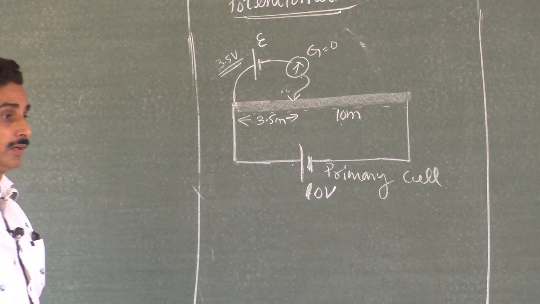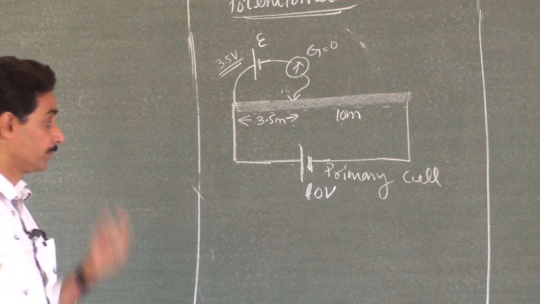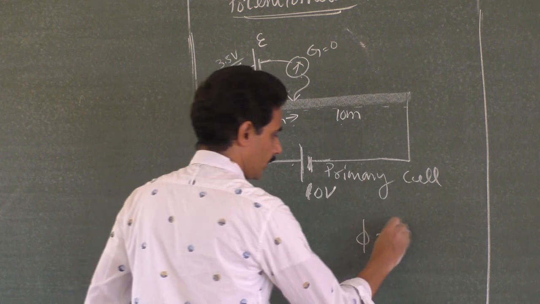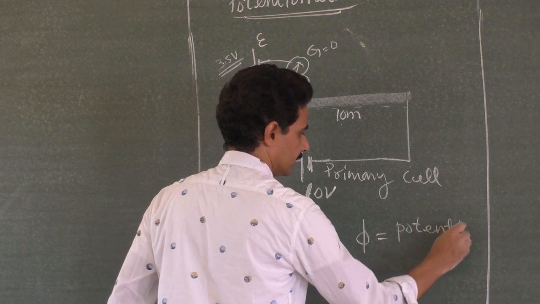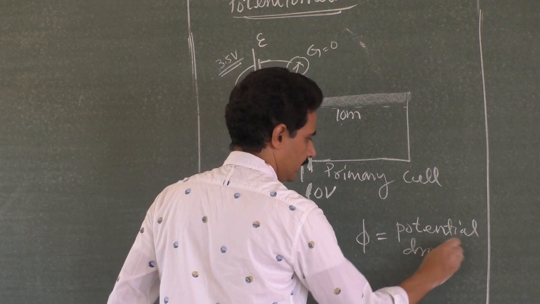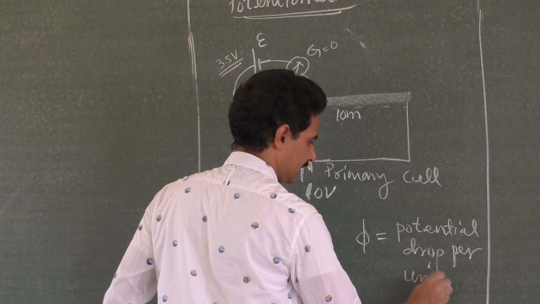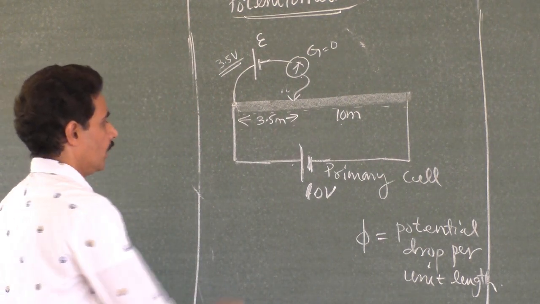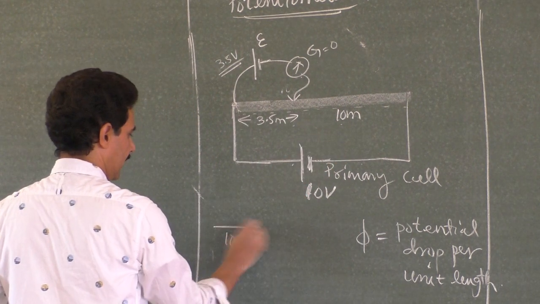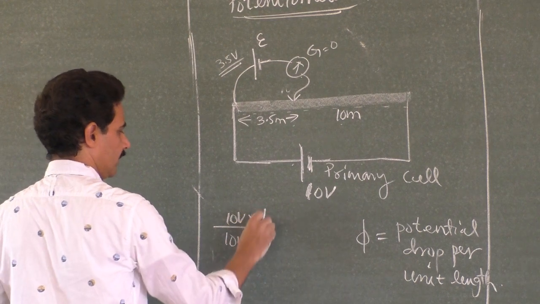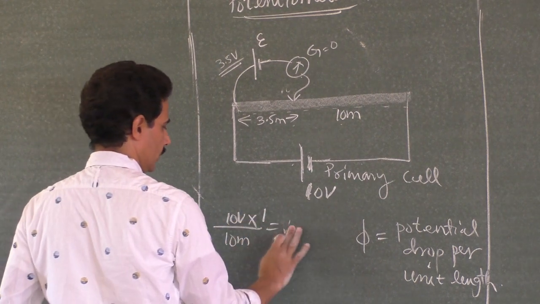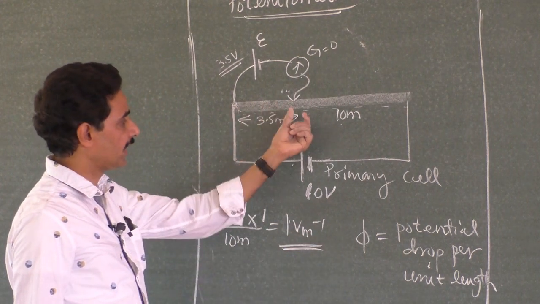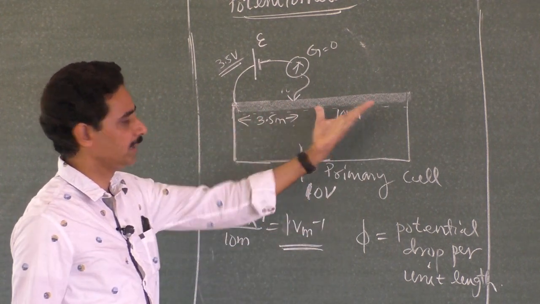potential gradient, right? The potential drop per unit length. So we have a term called potential drop per unit length. What do you mean by that, sir? For each 1 meter, how much voltage you get? Over a length of 10 meter, I have 10 volt. Over a length of 1 meter, how much do I have? 1 volt per meter. Am I right? This is a very easy number. For each 1 meter, I have 1 volt, and for 10 meters, I have 10 volt.